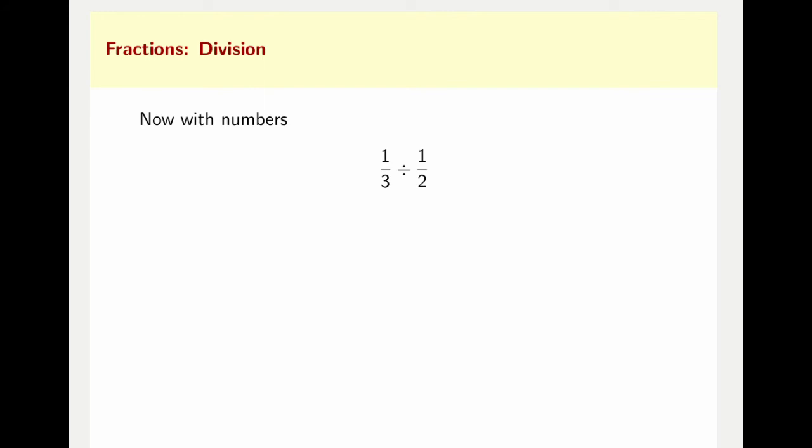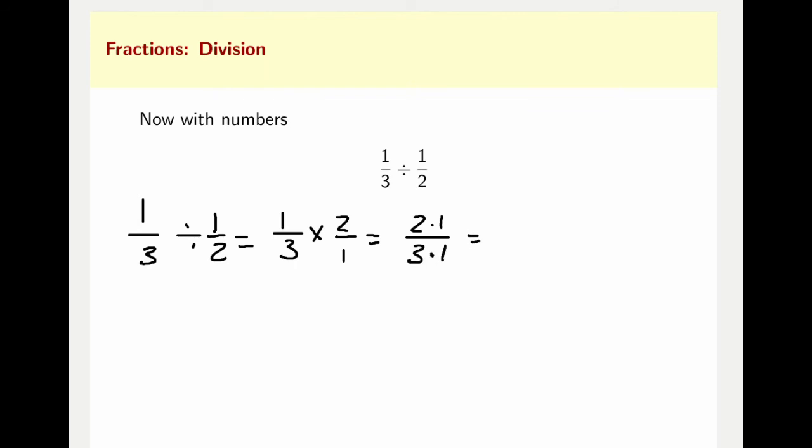Let's do one with numbers. 1/3 divided by 1/2. We invert and multiply, so it's 1/3 times 2 over 1, which is 2 times 1 over 3 times 1, which is 2/3.